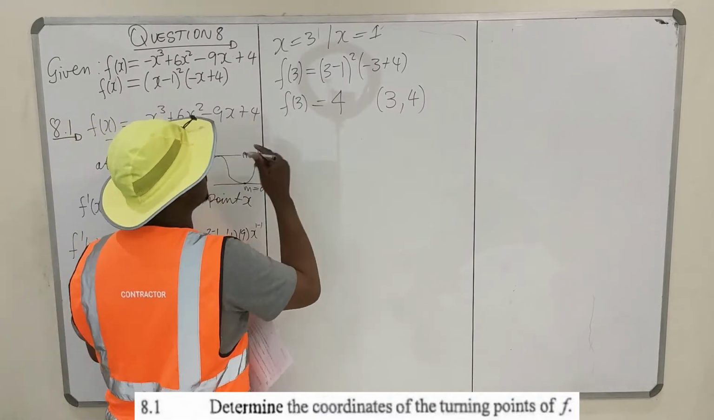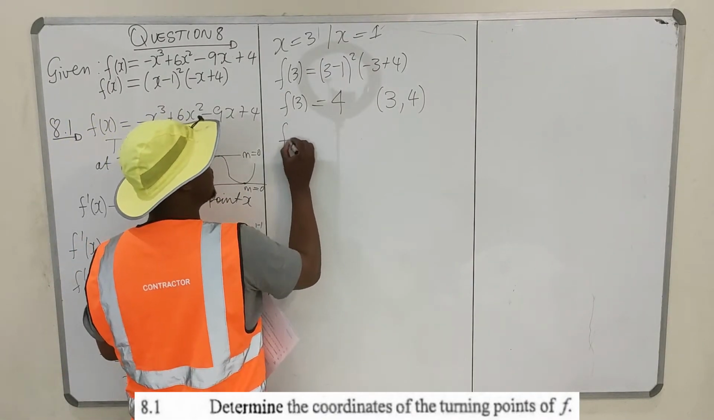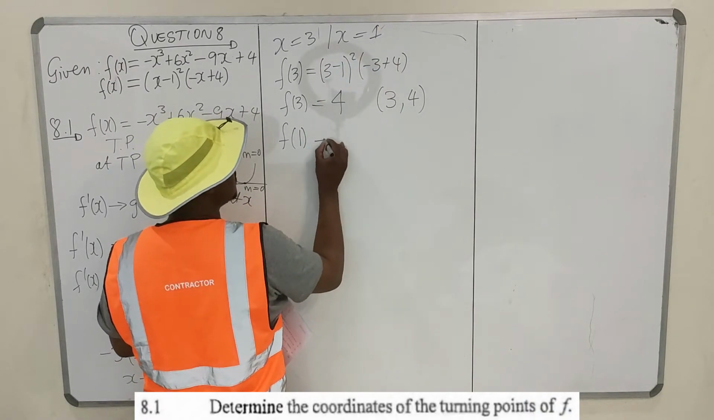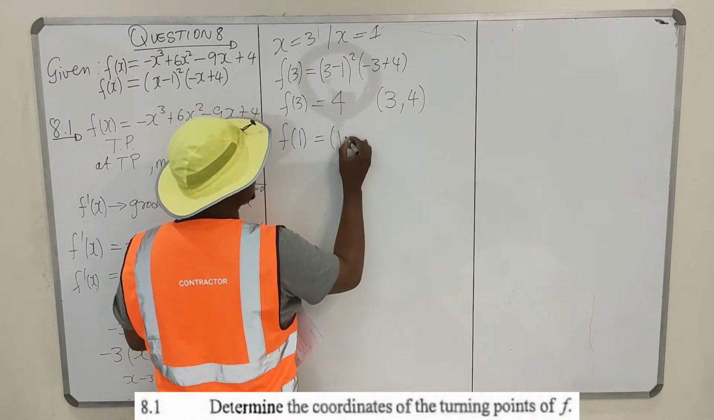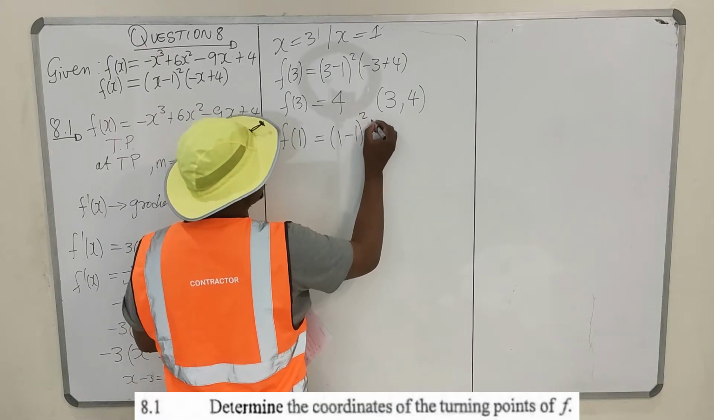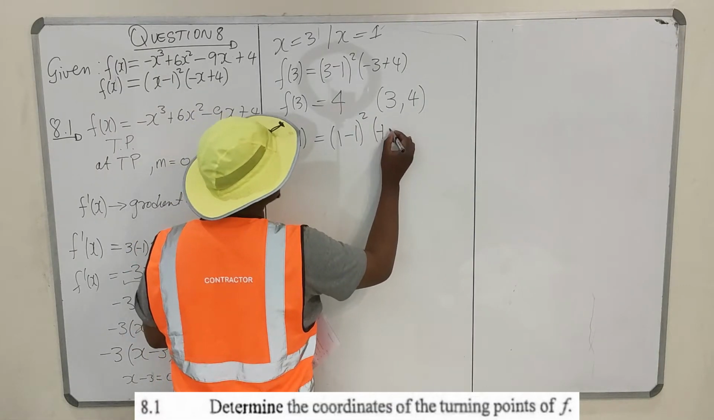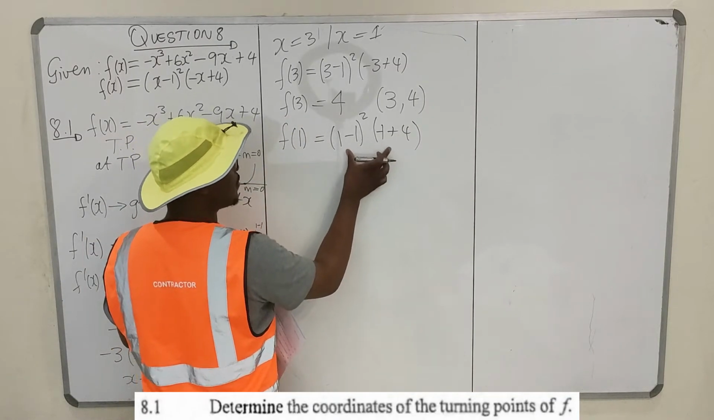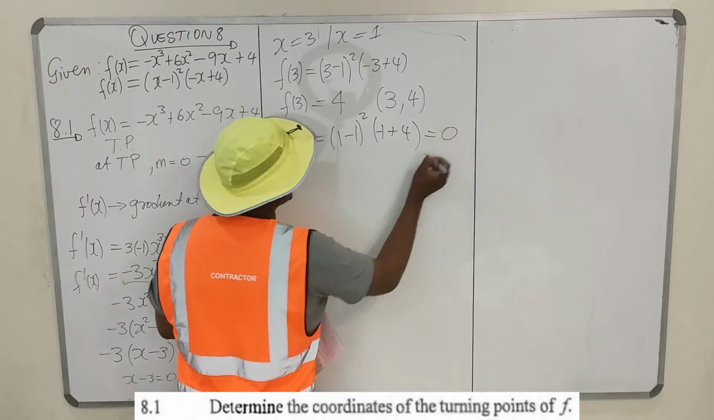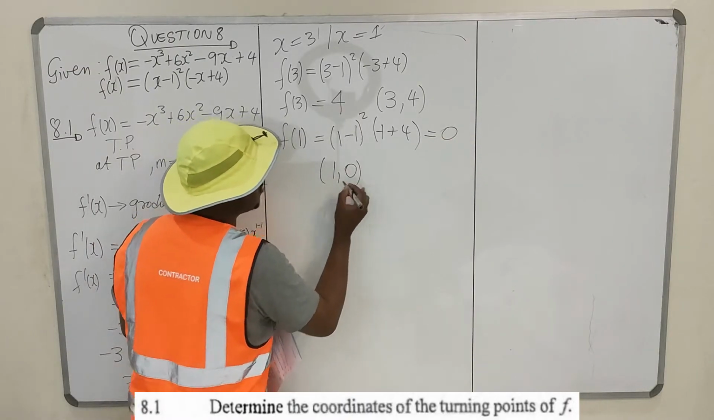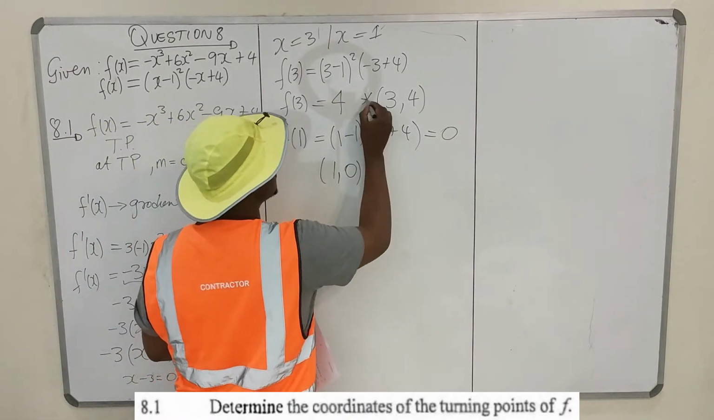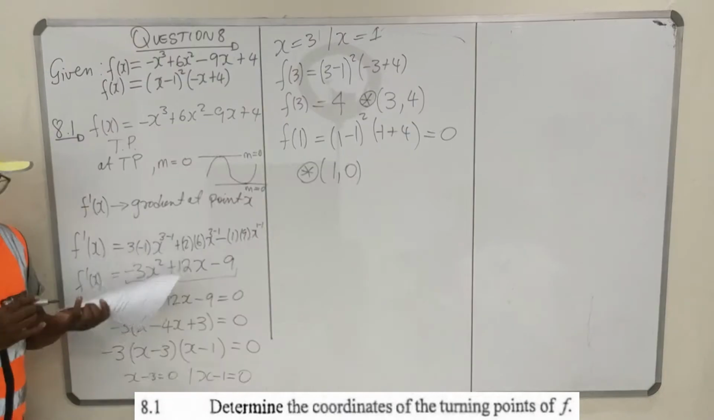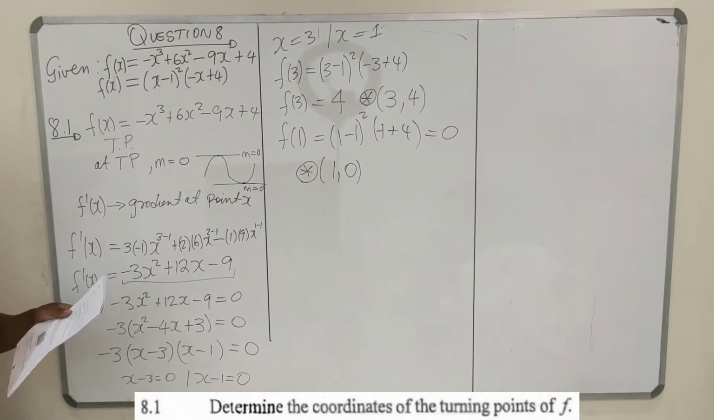For the next one, do the same thing. We say f at 1, because we want to find the corresponding y value, is 1 minus 1 all squared, times 1 minus 1 plus 4. So this part is 0. If one of the brackets is 0, the product is 0. So the coordinates are 1 and 0. So these are the coordinates of the turning points, the first one and the second one. Done. Go to the next question.